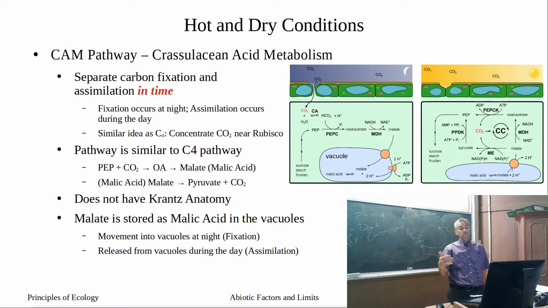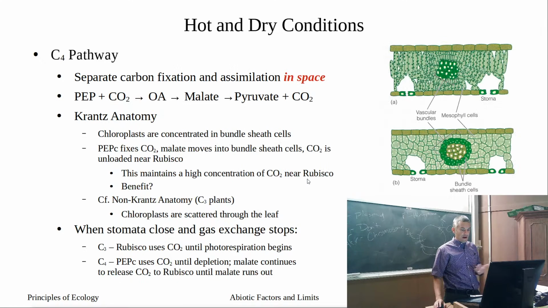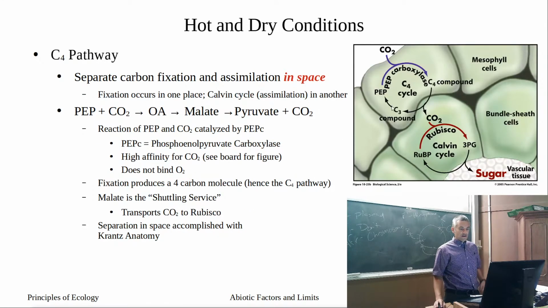Then, once we transition to the day, the stomata close, gas exchange stops, temperatures rise, and the malic acid transforms back to malate, gets released from the vacuoles, and dumps its CO2 right to rubisco to maintain a high concentration there. All right? We have the same two pathways as we do in C4.